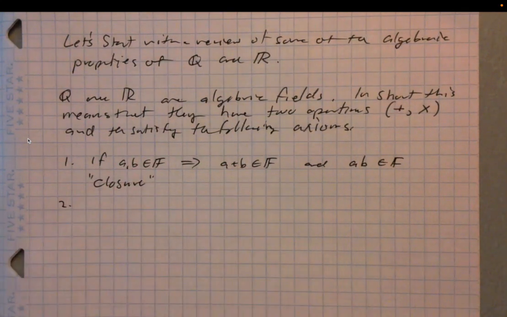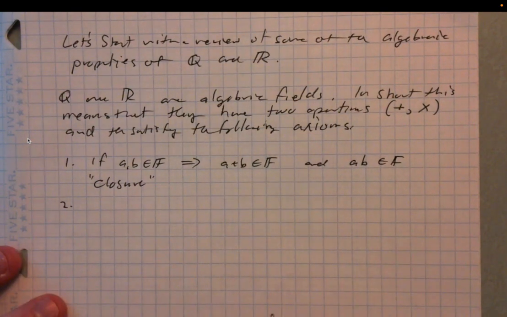The rational numbers and the real numbers are indeed closed. If you add two rational numbers, the result will be a rational number, right? If you multiply two rational numbers, you get a rational number. And obviously the same is true for real numbers.